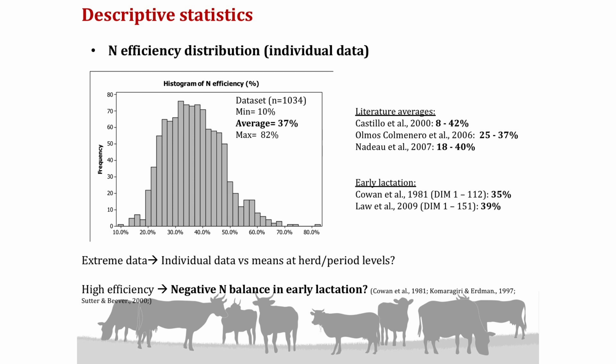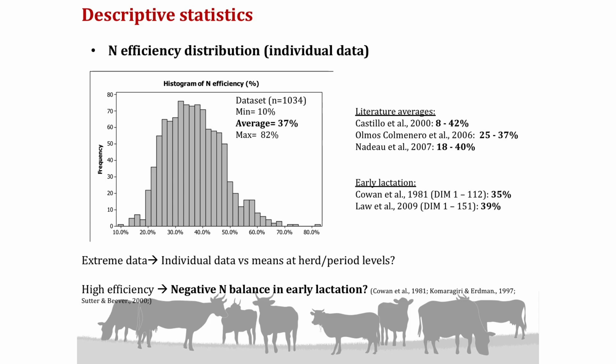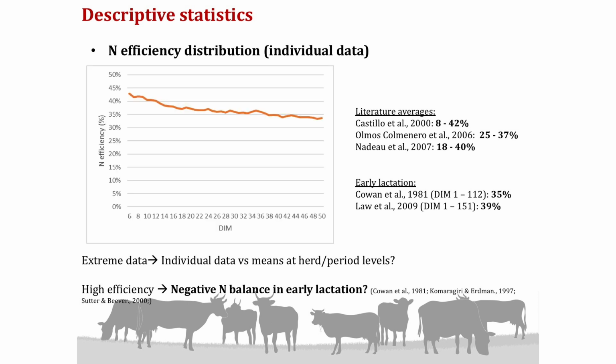Maybe it explains why we have such a large variability. And also we see that we had some very high efficiency. Maybe it's explained because, as I said, we are at the very beginning of the lactation period. Because we know, and it's represented here, if you look at the efficiency during the days in milk, you can see that in general, the nitrogen efficiency is higher in the beginning of the lactation than in the second part.